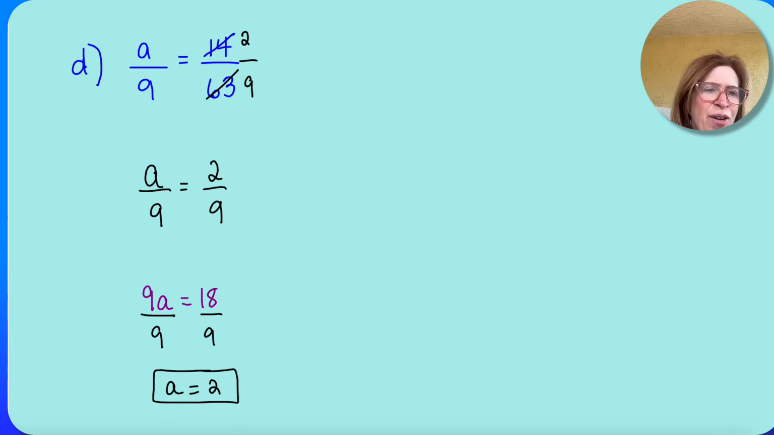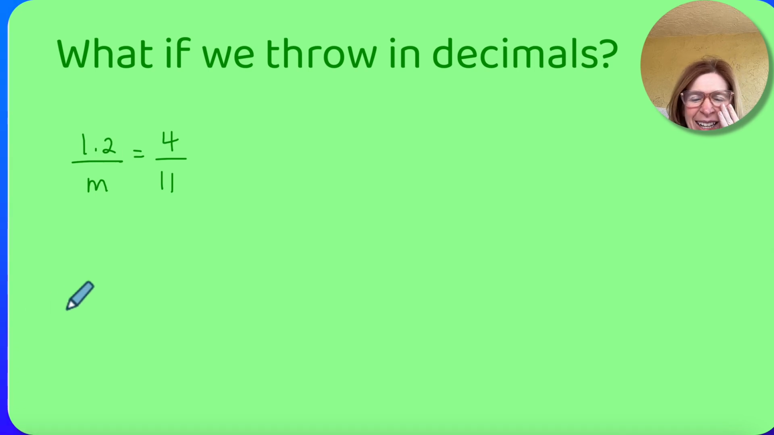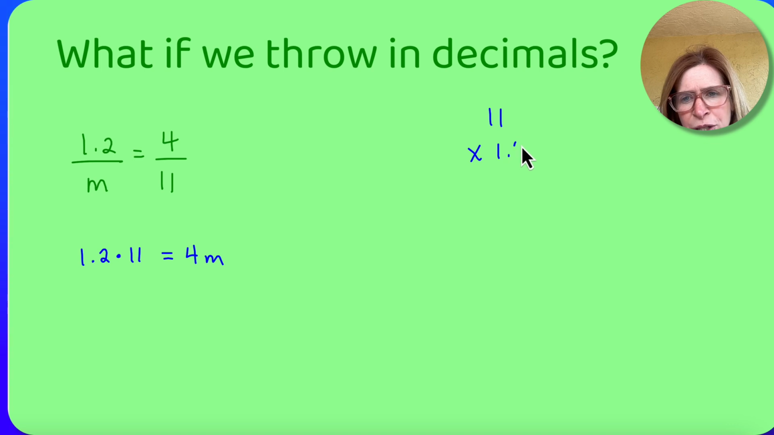Okay. All right, so let's make it a little spicier. What if we throw in decimals, right? If we throw in decimals, you can do this. I know you can. So again, I'm going to see if I can simplify 4 over 11, which I can't. So now I'm going to do the cross product. So I'm going to do 1.2 times 11 and then 4 times m. Okay, I'm going to go off to the side and do 11 times 1.2.